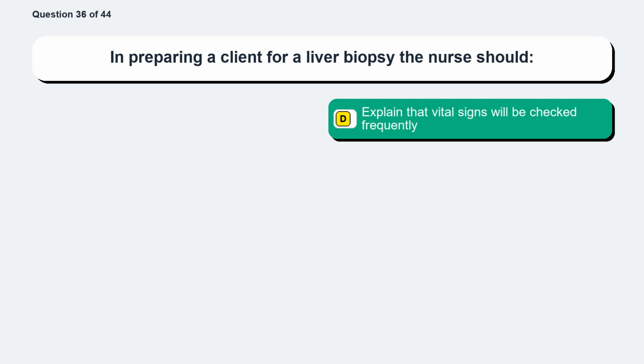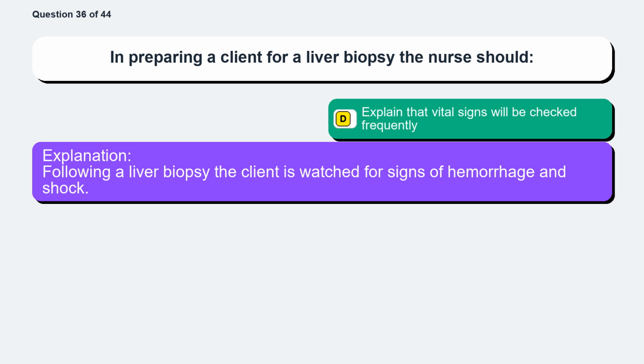The correct answer is option D. Explain that vital signs will be checked frequently. Following a liver biopsy, the client is watched for signs of hemorrhage and shock.